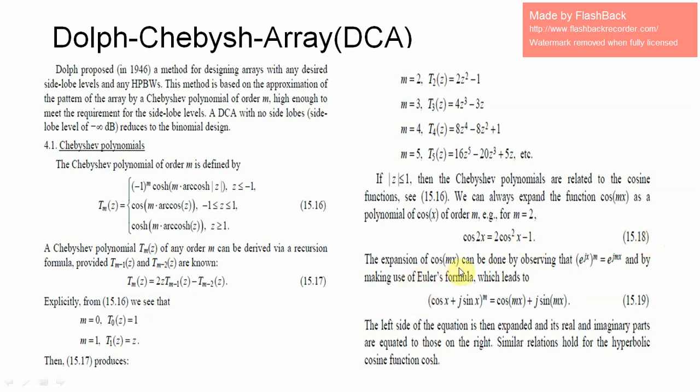The expression for cos mx can be found by observing the exponential function e raised to j x into m, that is, e raised to j mx. Using Euler's formula, this leads to the equation cos x plus j sin x, raised to m. From that equation, cos mx plus j sin mx are the real part and the imaginary part. The left side of this equation is expanded and its real and imaginary parts are equated to those on the right, and a similar relation holds for the hyperbolic cosine function, that is, cosh.